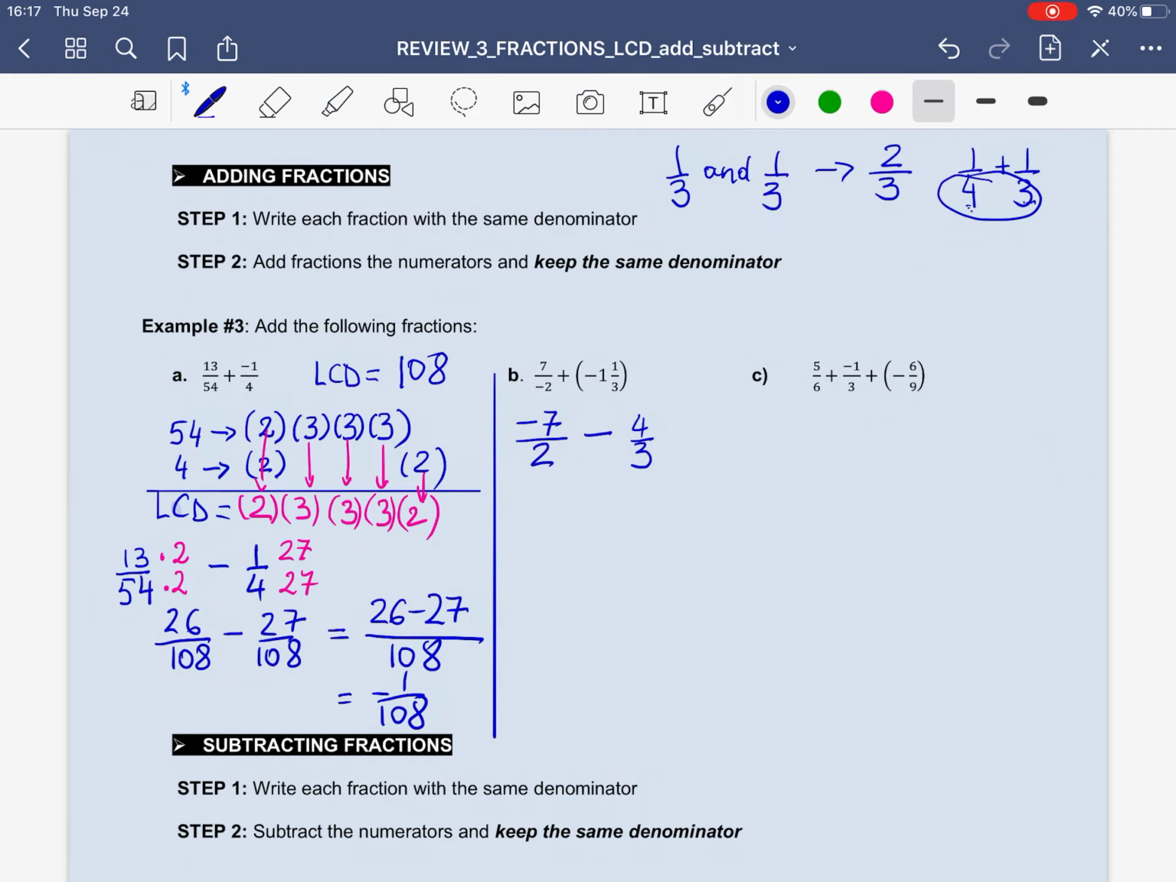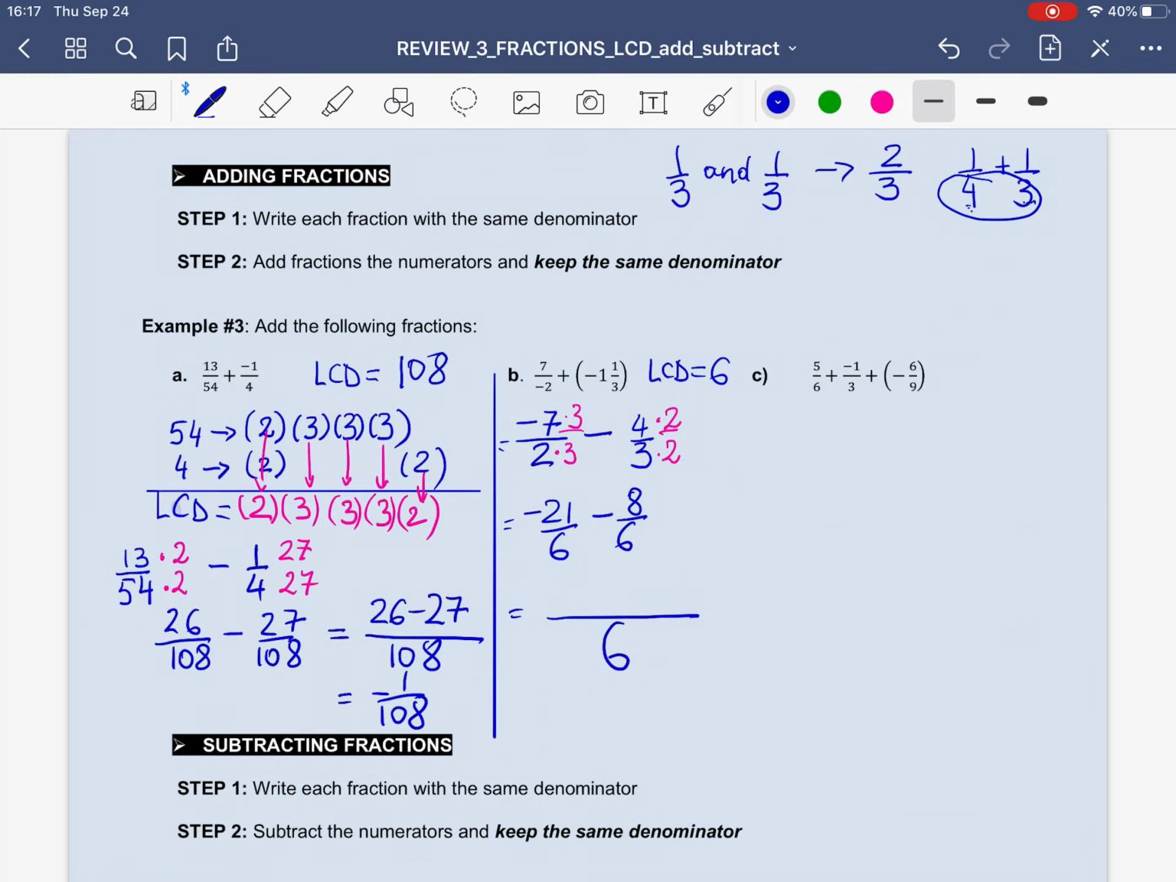Now we have to simplify. We need to make denominators the same. This is one easy denominator to find. The lowest common denominator here would be 6, which means that we need to make number 2 into a 6. There we go. And number 3 into a 6, so multiply by 2. Remember, top and bottom. So now we have negative 21 over 6 minus 8 over 6.